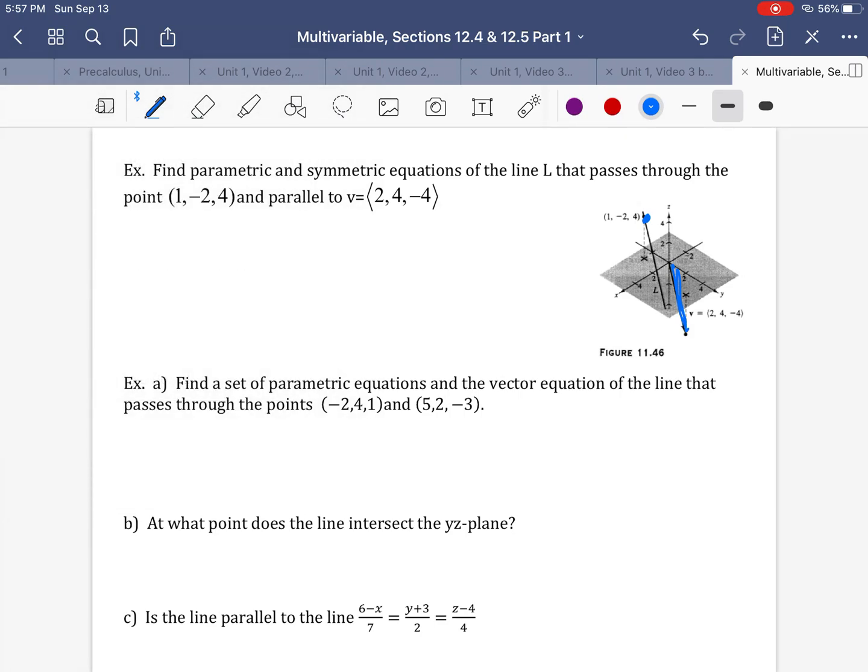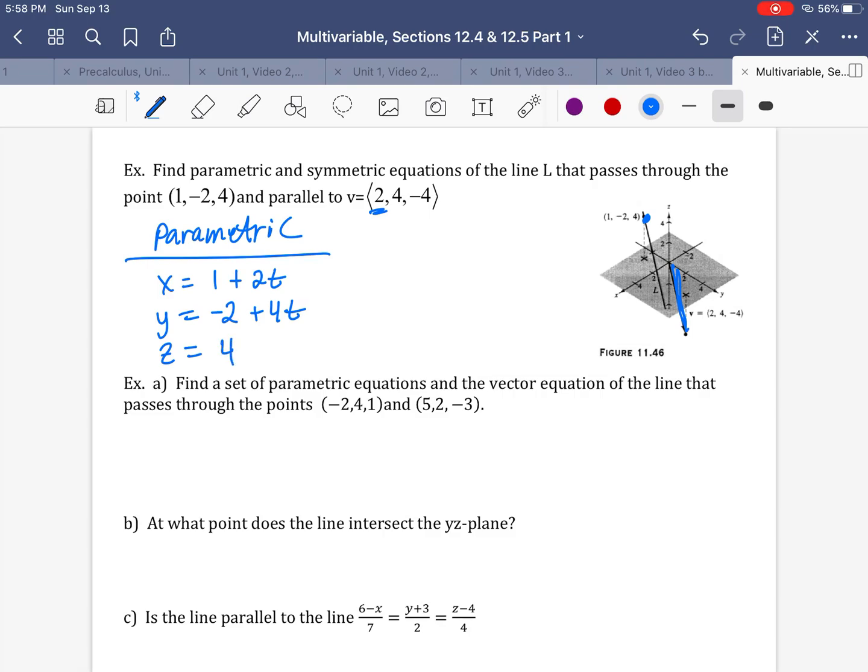So the parametric form. Okay, so parametric form would be x equals, y equals, and z equals. So I take x1, so the first part of the point, so 1, and then plus whatever my a value is right here, so plus 2t. All right, and then y equals, so y would be -2 plus 4t, and z would be 4, and then the c value is -4, so I'll put minus 4t.